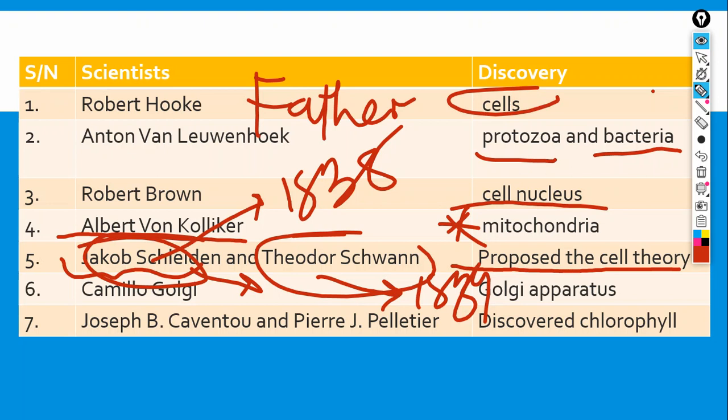Schwann was a German zoologist, and Schleiden was a German botanist. Schwann viewed the animal cell. Zoologists study animals. So he proposed that animals were composed of cells.